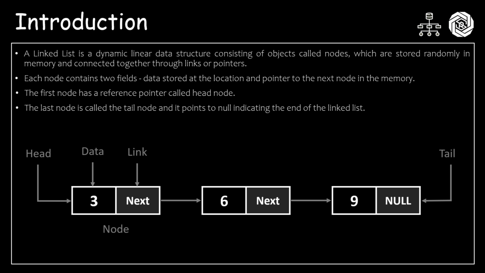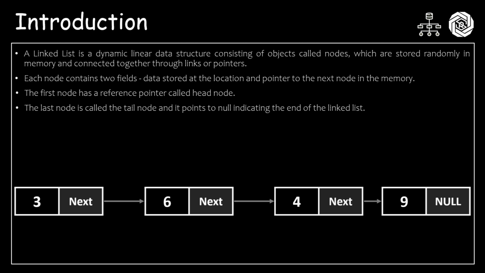Unlike arrays, where memory is fixed and continuous, a linked list uses dynamic memory allocation. It can grow or shrink easily at runtime.